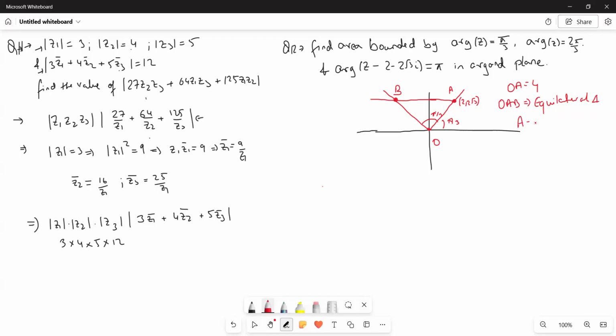it has to be an equilateral triangle. So the formula for the area of an equilateral triangle is √3 by 4 into 4 squared. So the answer would be 4 √3. Area bounded is 4 √3.